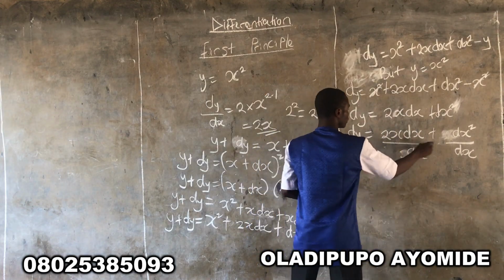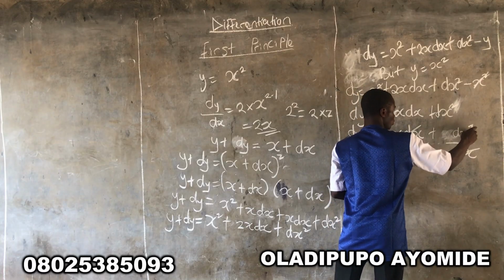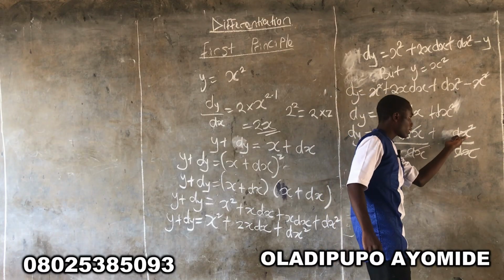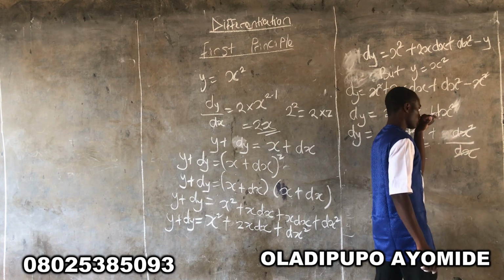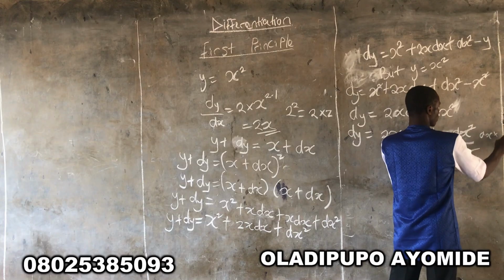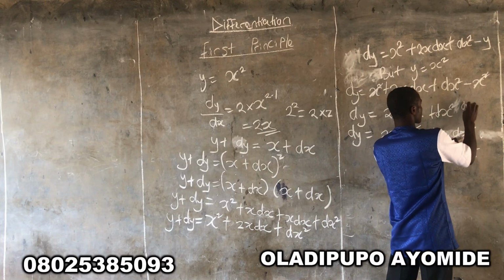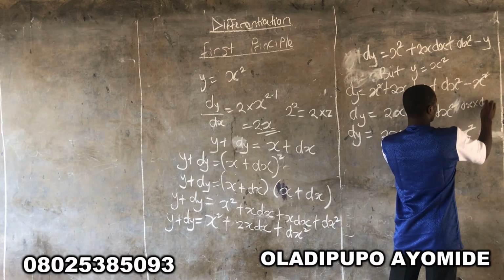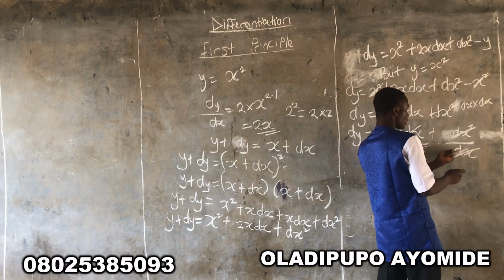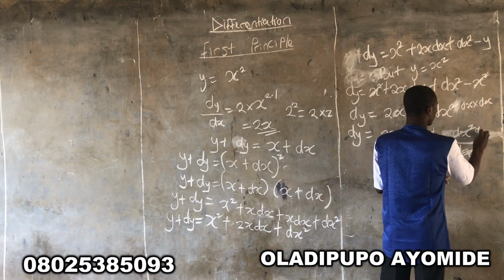So now this will cancel this. This is 2dx. It remains 1. We know that this is dx. dx squared is dx times dx. So now the first one will cancel the first one, and it will remain 1 dx.